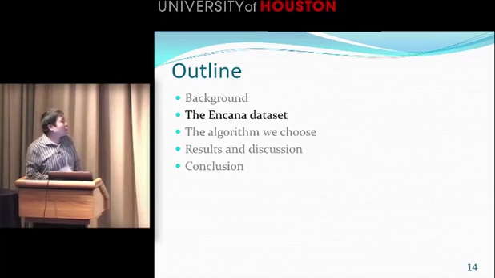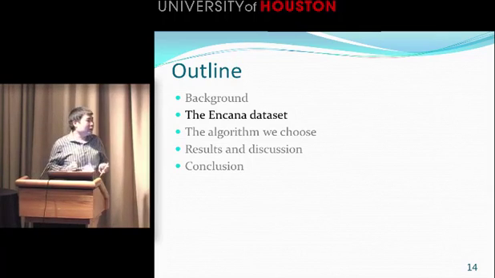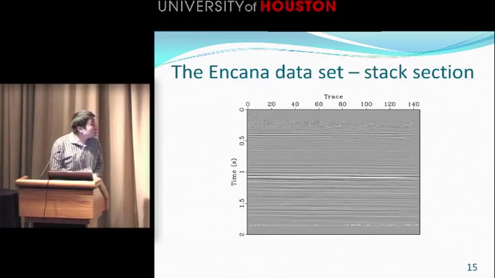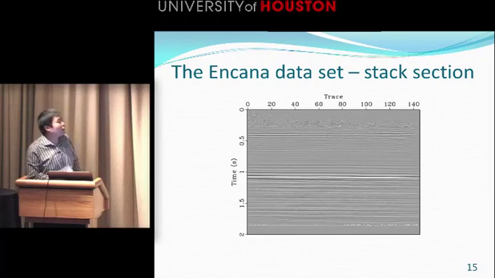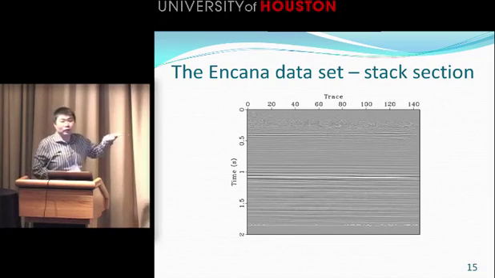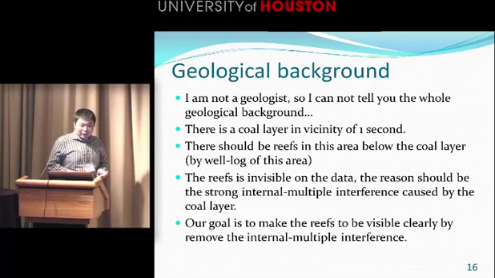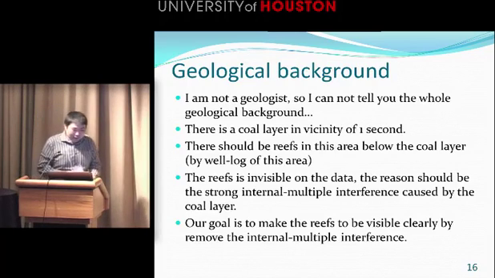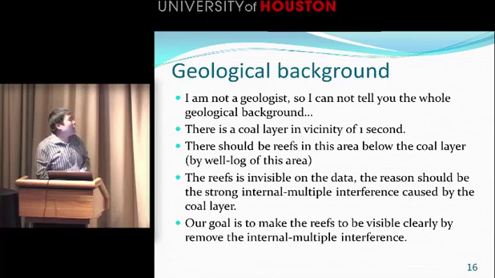Now let's look at the Encana data set. Why is this data set interesting, and why do we want to test our algorithm on it? First, this is the Encana data set. This is a stack section. We can see that all events are very flat or fairly flat. I'm sorry, I'm not a geologist, so I cannot tell you the whole story about the geological background of this data set. But I can tell you what I know about it and why it is interesting for us.